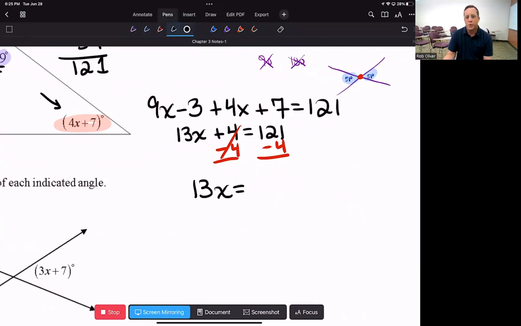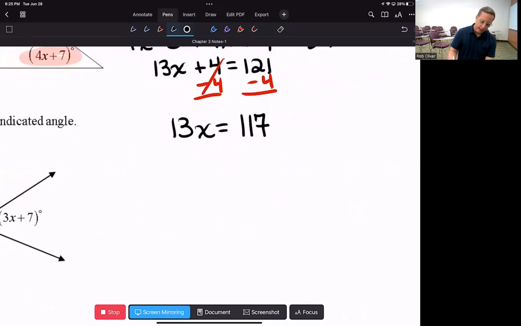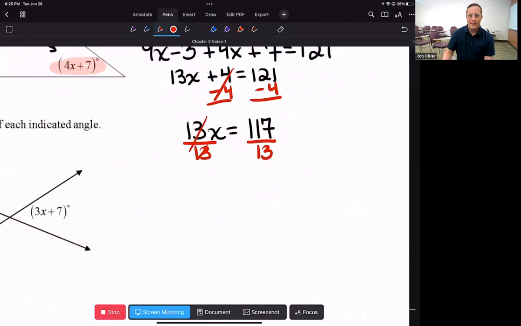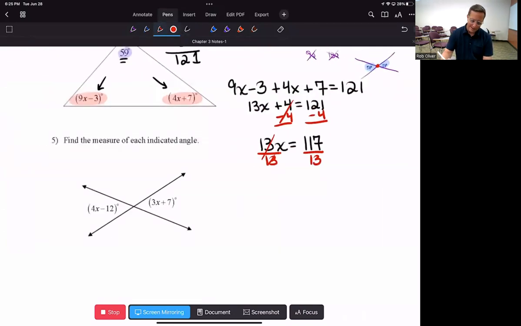And then 121 minus 4 is 117. Divide by 13. Those cancel. And then 117 divided by 13 is 9. So we found 9.